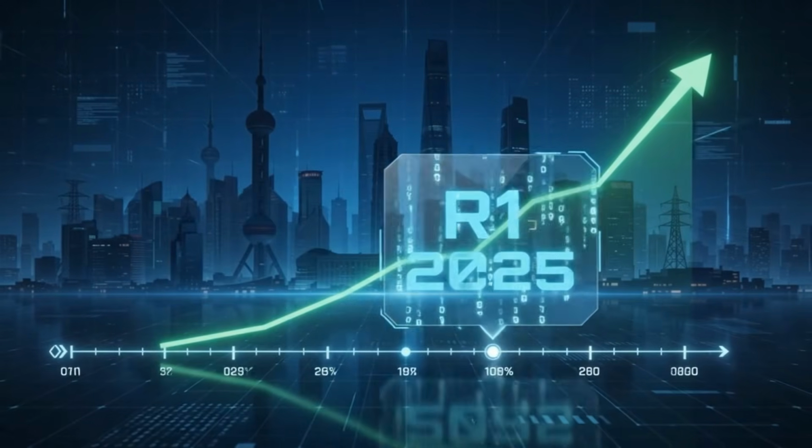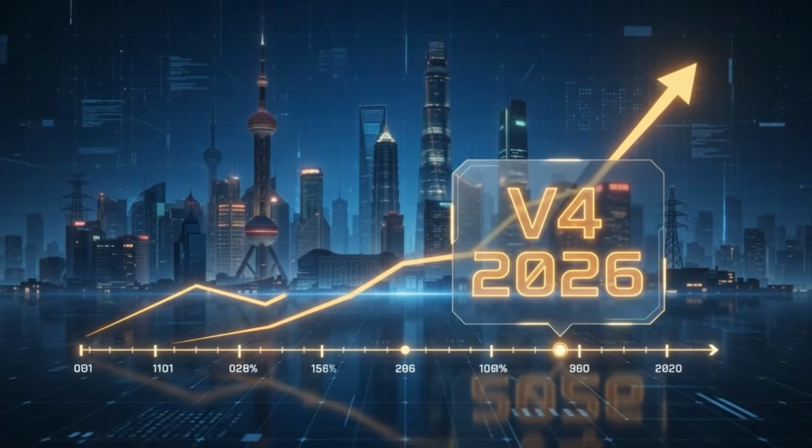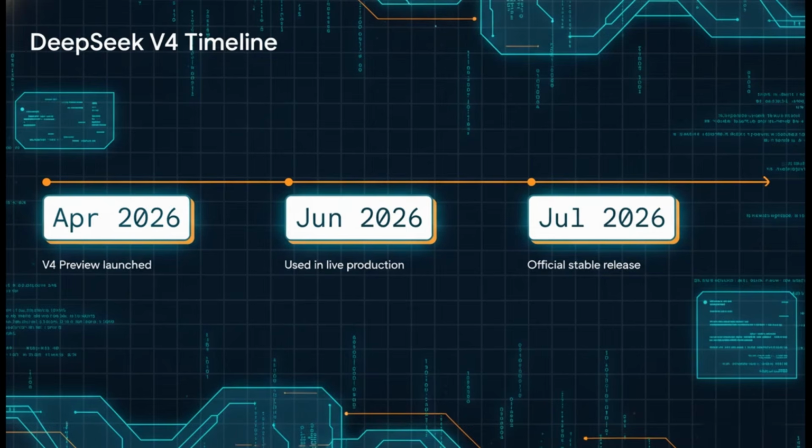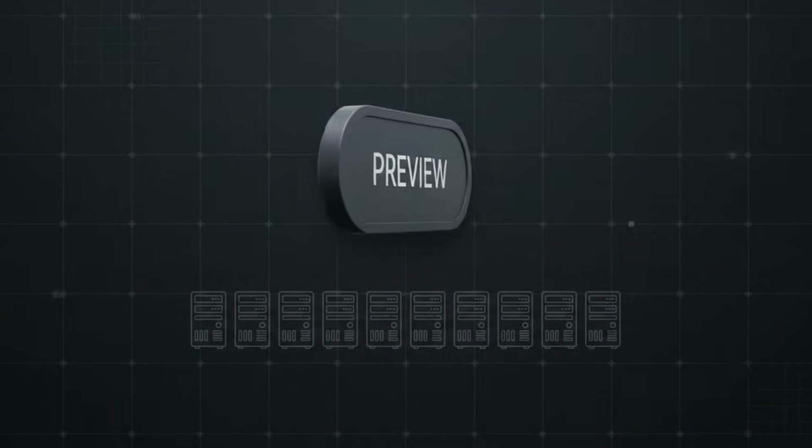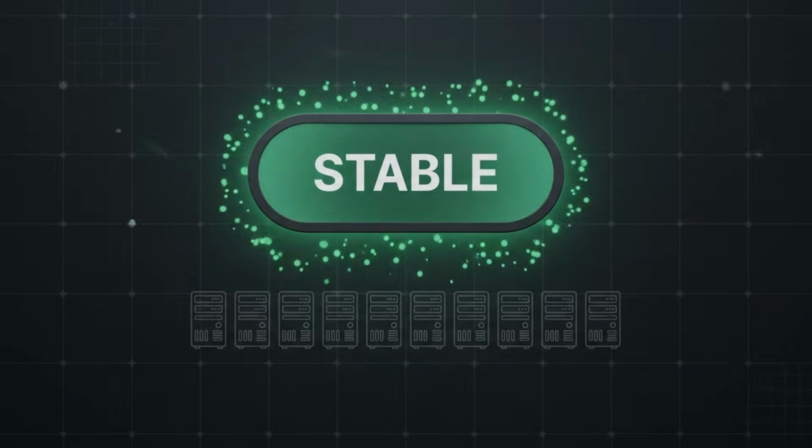Section 1. V4 exits preview mode. So this definitely wasn't some overnight surprise drop. Back in April of 2026, DeepSeek actually put V4 out in preview mode, giving us two distinct flavors to play with, V4 Pro and V4 Flash. Then through June, these models were put through the ringer, getting rigorously battle-tested in actual, live production environments. And now, arriving in July 2026, they've officially crossed the finish line and earned that highly coveted stable label.